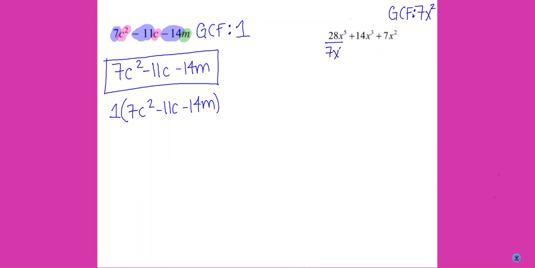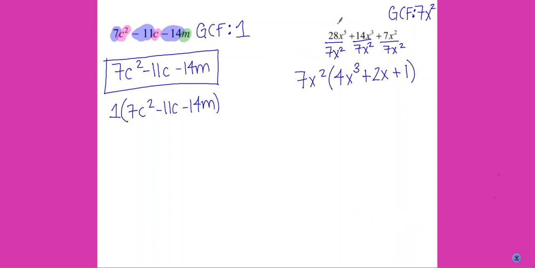Now we're going to divide each term by 7x squared. Don't forget to write it outside your parentheses. 28 divided by 7 would be 4, and we'd be left with x cubed plus 2x, and finally plus 1. 7 divided by 7 equals 1, and we need it there at the end.